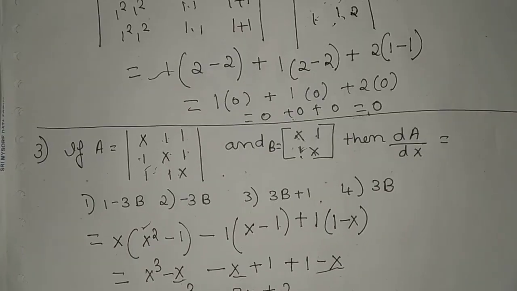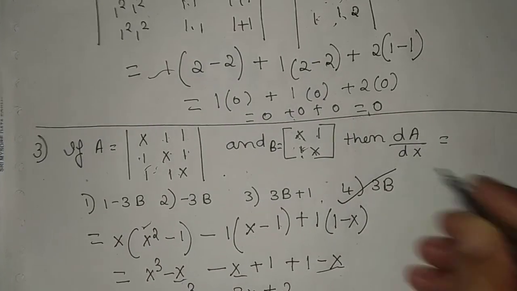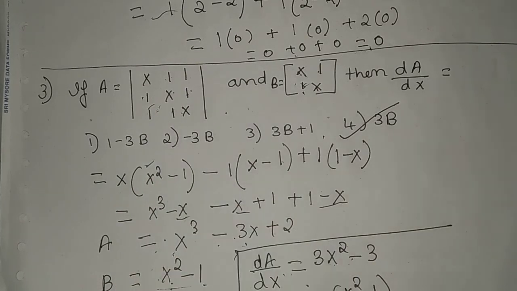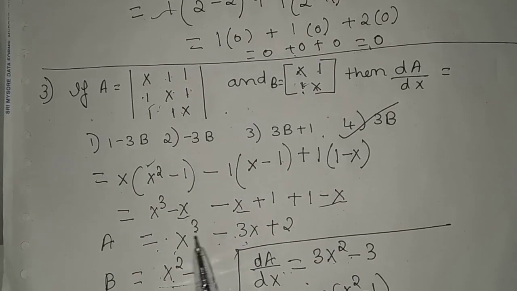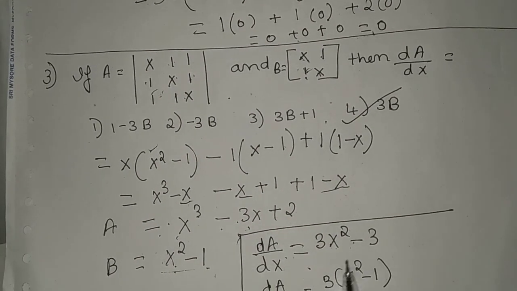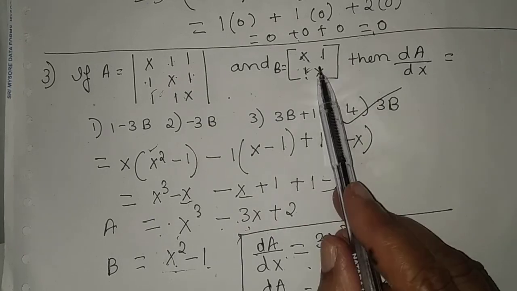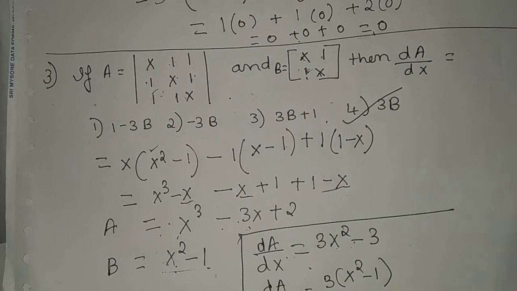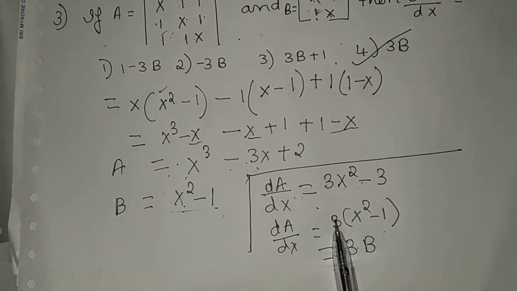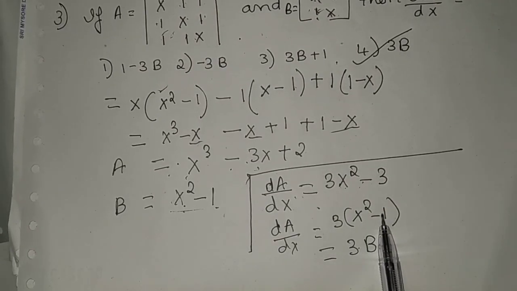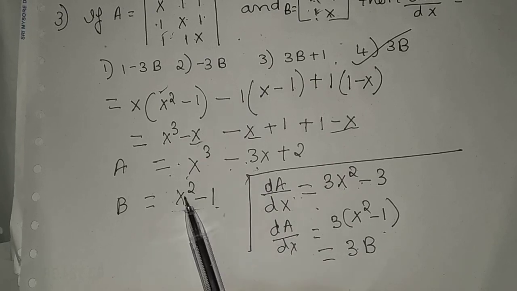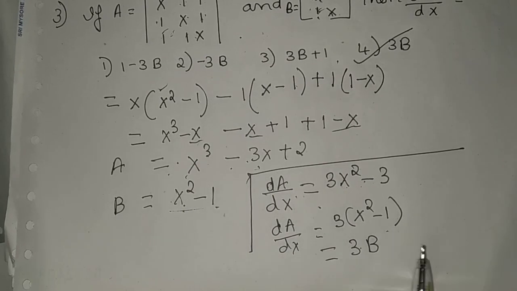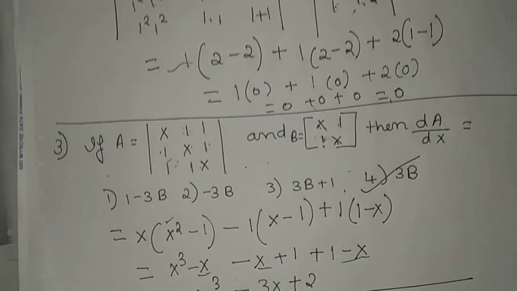So in this, option 4 is the correct answer. First take this one, then simplify, we'll get A, then differentiate, we'll get this one. Again B is there, simplify, x square minus 1 we get. Again here take 3 common, we'll get x square minus 1. Then substitute B here, so we'll get 3b as the answer.